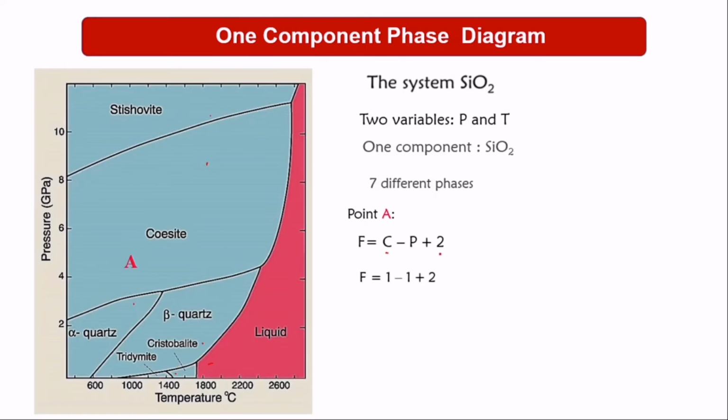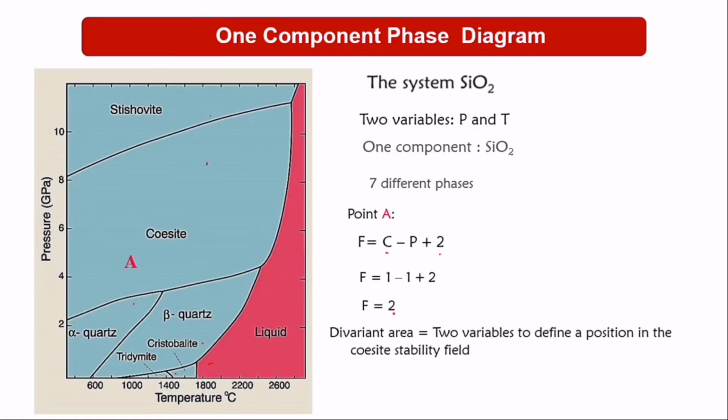So when you solve this, since the composition is 1 and the phase is 1, plus this, we are going to have the degree of freedom being 2. And when the degree of freedom is 2, how do you describe this? It means that it's a divariant area, 2 variables to define a position in a coesite stable field. Right? Yes. So for a single phase, the degree of freedom is 2, only if the intensive properties are pressure and temperature, or pH and Eh. We did that in lecture 1.